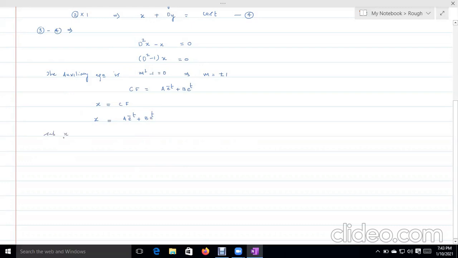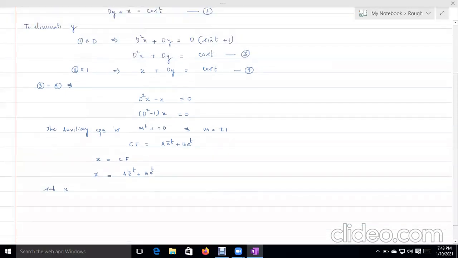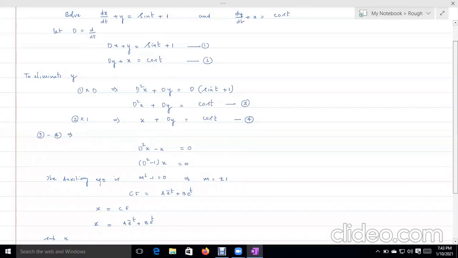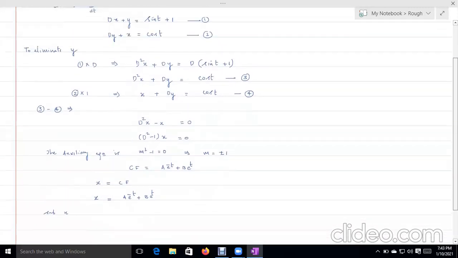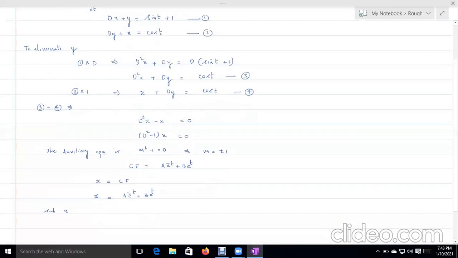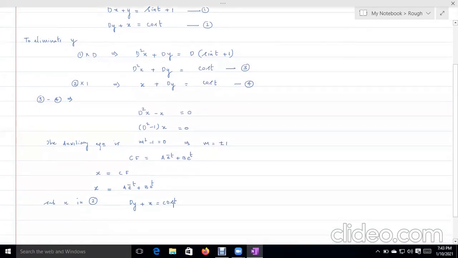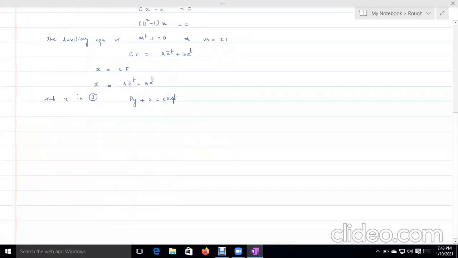Now by substituting this value of x in any one of the equations, either in 1 or in 2. Let me see the first and second equations. The first equation is Dx plus y equal to sin t plus 1 and Dy plus x equal to cos t. So let me substitute this x value in the second equation. The second equation is Dy plus x equal to cos t. Here we will substitute x to get the value of y.